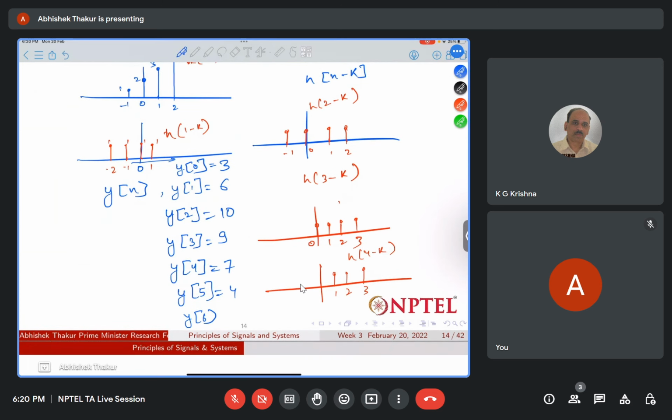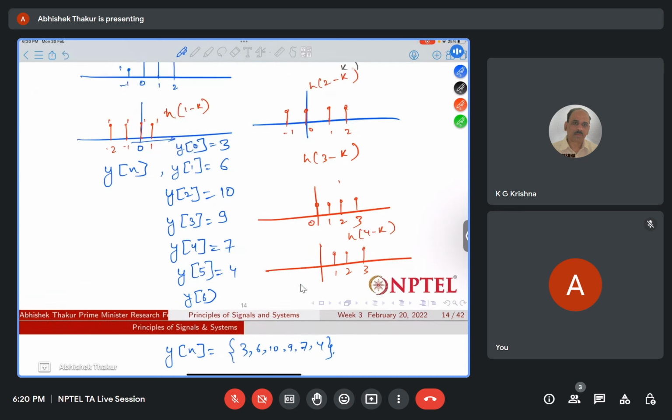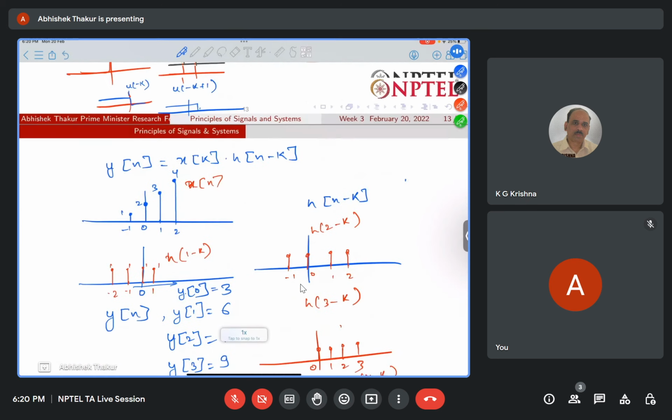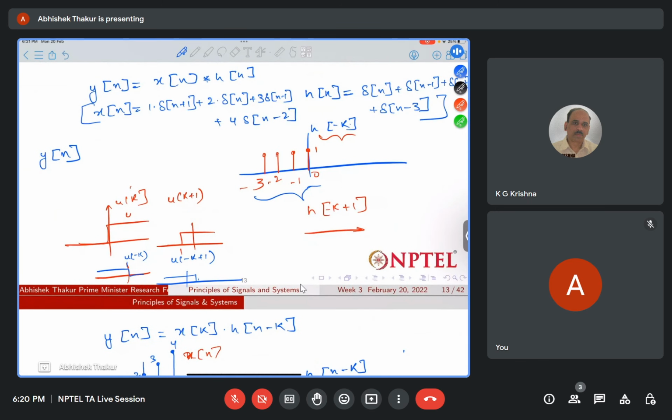So we will get the convolution as y[n] equal to 3, 6, 10, 9, 7, 4. In this way we can do it, though some calculation mistake may happen here. You can shift it like this. Just do h of minus k here, and after that whenever you add n units, it will shift n units rightwards.